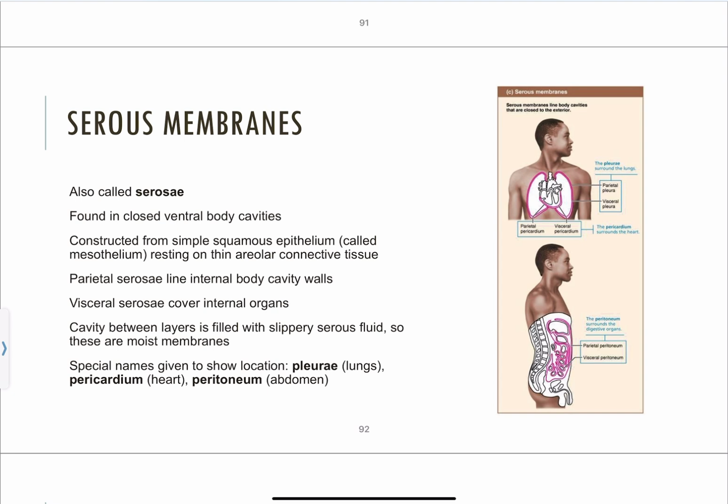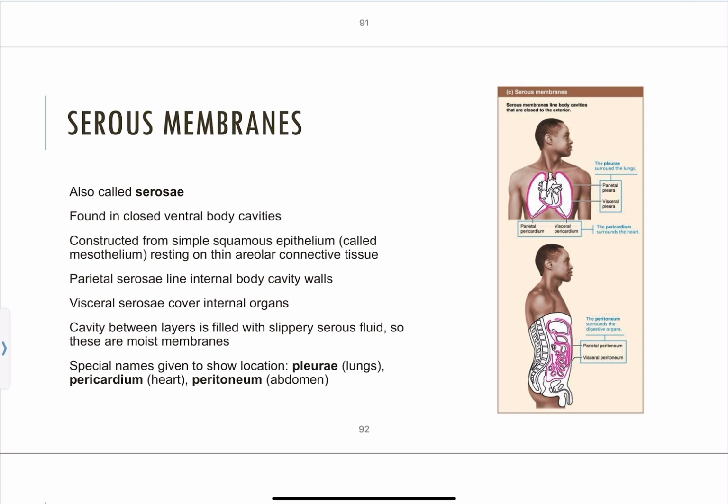So these are going to be constructed from simple squamous epithelium, also called, we talked about this, mesothelium. So that's a specific type of simple squamous epithelia. And it's going to be resting on connective tissue, because all epithelial tissue is resting on connective tissue, but specifically areolar connective tissue. When we're talking about the serosae that line and make up these membranes, it's a double layer membrane. So one's going to be the parietal membrane and one's going to be the visceral membrane that make up that double layer. The parietal one's going to be the one that actually lines the body or the cavity walls, and the visceral membrane is going to be the one that's touching the organ itself.